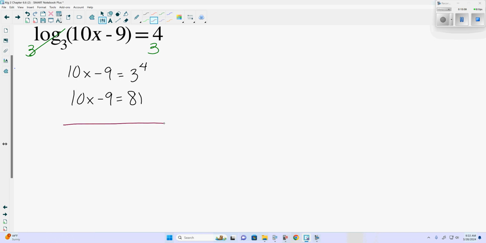Next step would be to add 9. 10x is equal to 90, and divide both sides by 10. x equals 9.